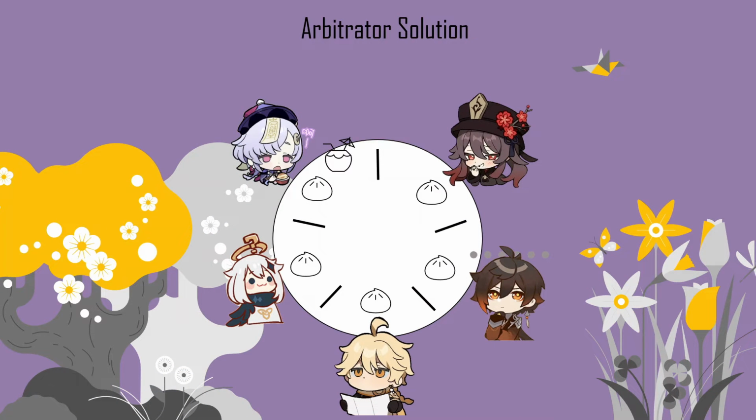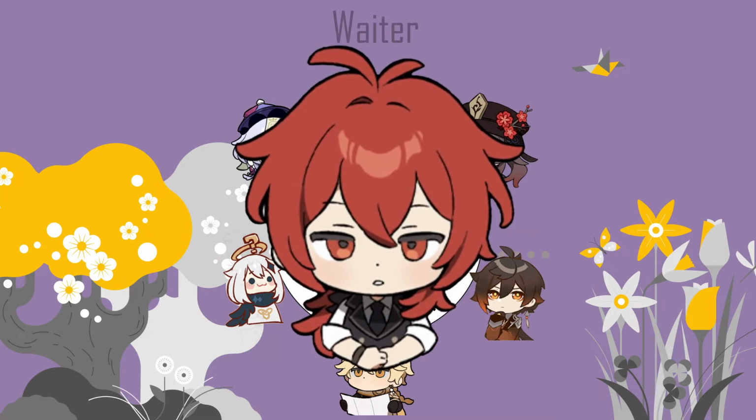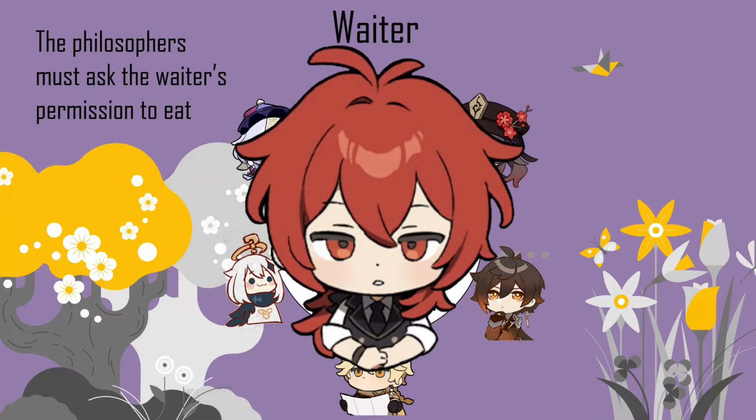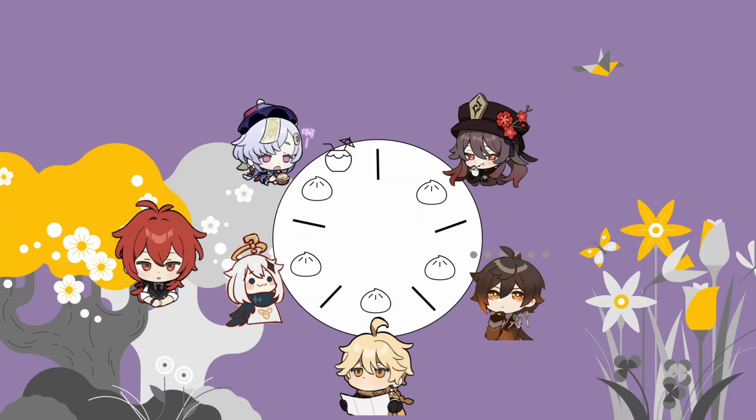One of the solutions is the arbitrator solution. This solution guarantees that a philosopher can pick up both chopsticks. So, an arbitrator or a waiter will be introduced to the philosophers. So what is the role of the waiter? Well, the philosopher must ask the waiter's permission to pick up the chopsticks in order to eat. A philosopher requests the waiter to eat. The waiter will allow the philosopher to eat if both of the chopsticks are available.